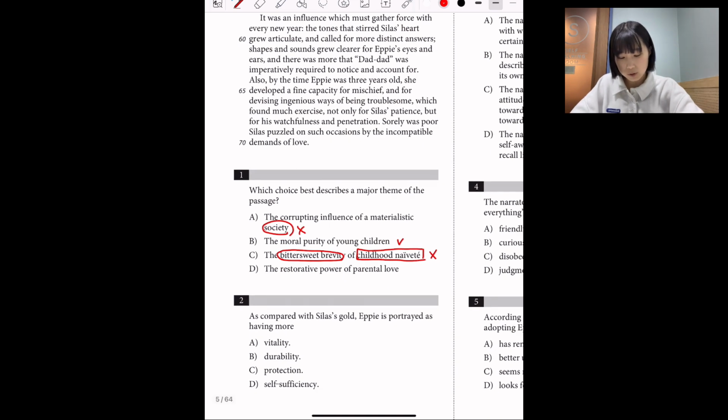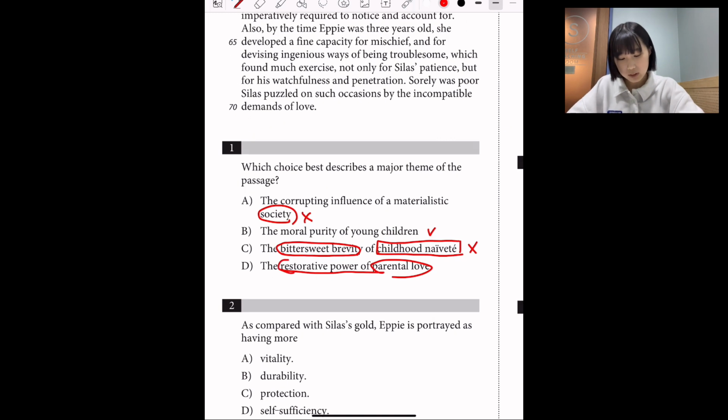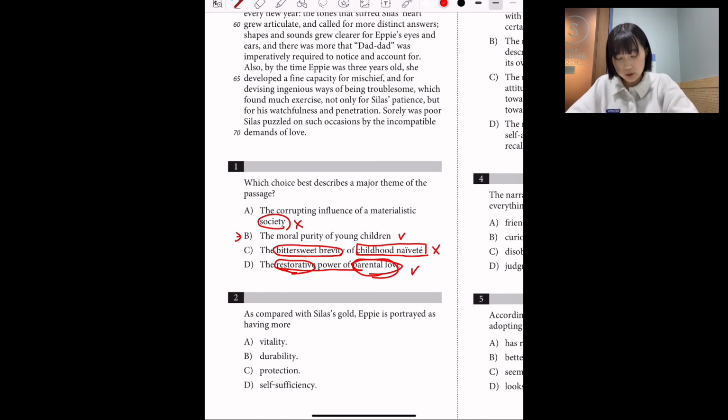And D, the restorative power of parental love. Now this is kind of interesting because, as I said, as Silas took care of Epi, he found this newfound love for life. He could find that his materialistic values, or kind of his traits that he thought were not as good or beneficial to him, kind of disappeared. So I would say that that's restorative, and I would say that that's parental love, so we're going to keep that as well. So it's down to B and D.